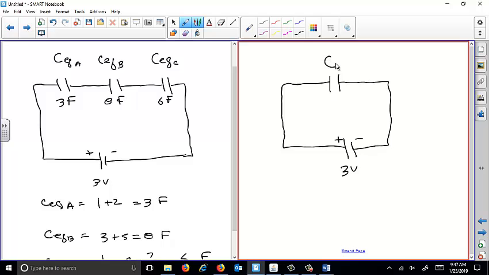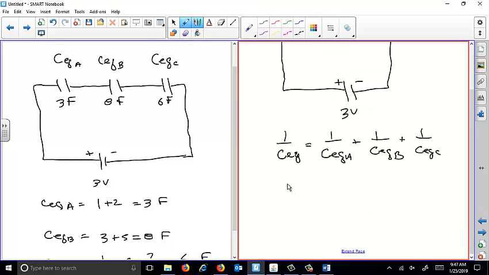And so we'll call that the total equivalent capacitance. We have that 1 over the equivalent capacitance is equal to 1 over equivalent capacitance A plus 1 over equivalent capacitance B plus 1 over equivalent capacitance C. So that's 1 over C equivalent is 1/3 plus 1/8 plus 1/6.